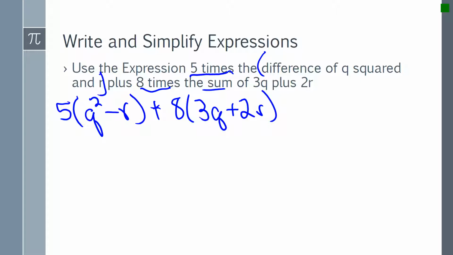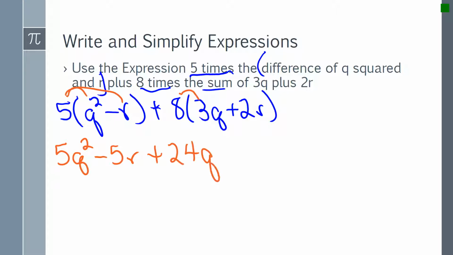Now let's go ahead and simplify this. Well, I'm going to distribute the 5 and the q squared. So I got 5q squared. And then I'm going to distribute the 5 times the negative r. It's going to give me negative 5r. Now let's distribute the second half of this. So I still got a plus here. I'm going to distribute 8 times 3q. Well, that's going to be 24q. And I've got 8 times 2r. And that is going to be 16r.